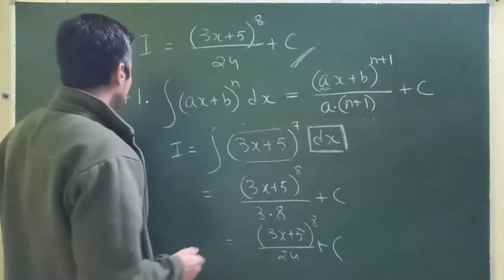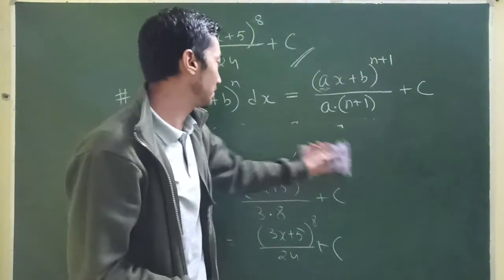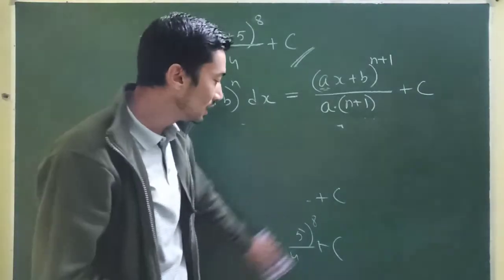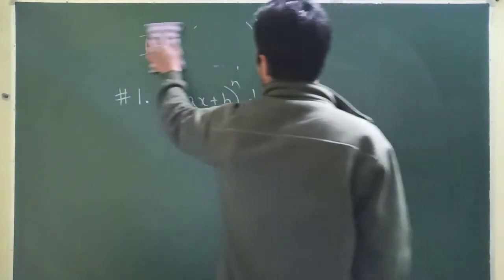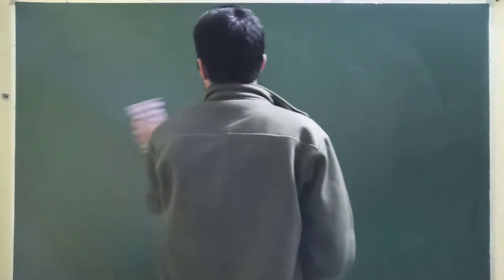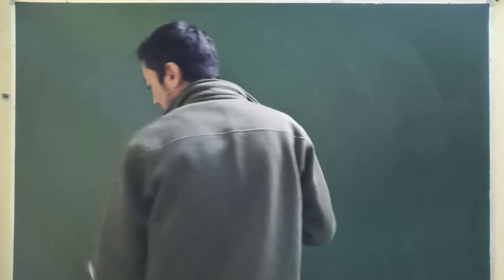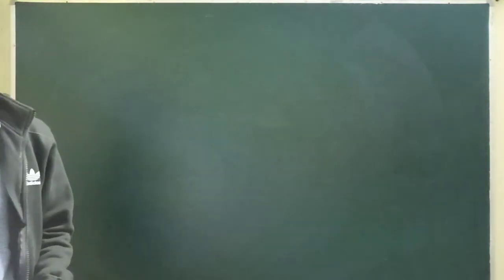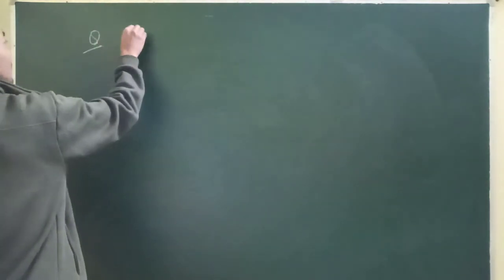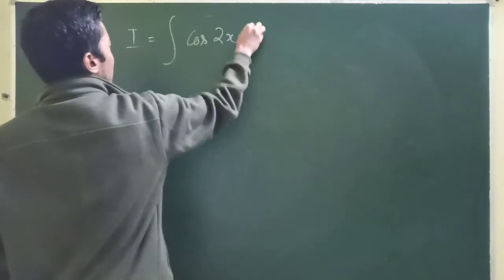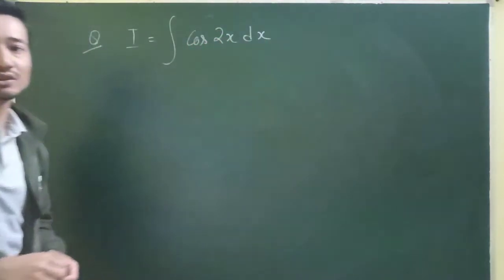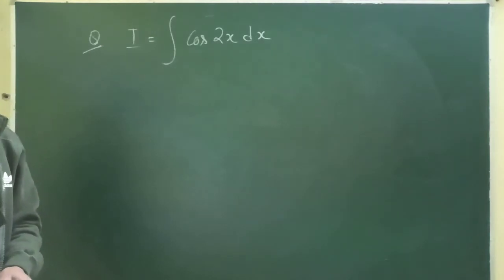Alright, so that is the first formula for you. So maybe from the next exercises, when we do some bigger questions on special integrals, integration by parts and all, you can just start using these formulas. Okay, now let's try another question. These are all examples. Integration of cos 2x with respect to x.